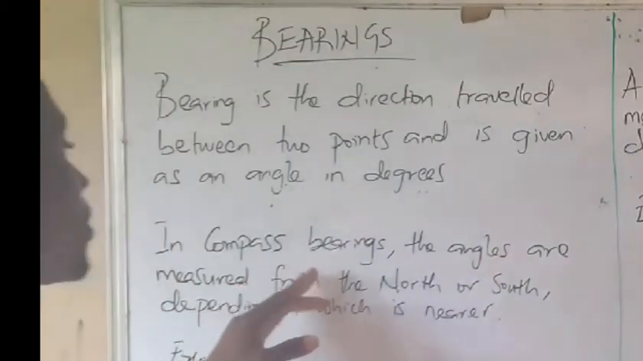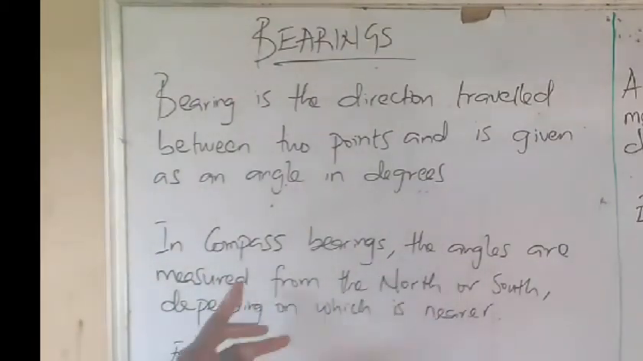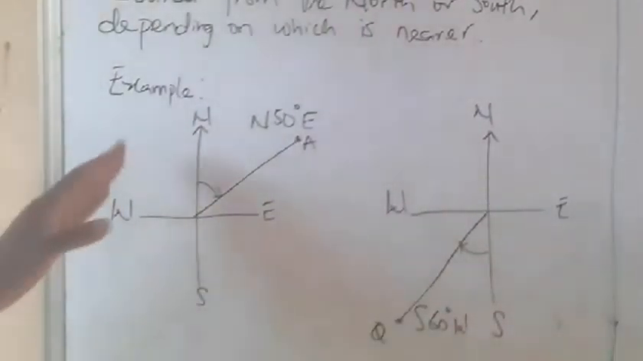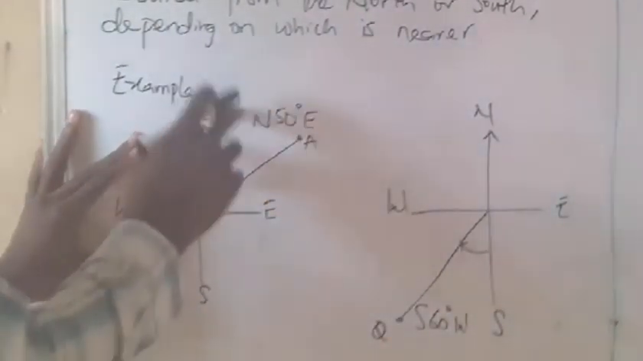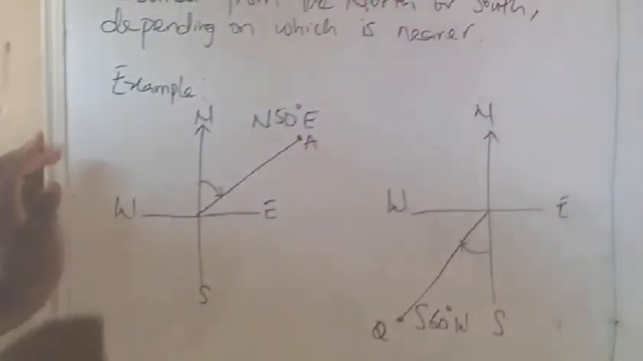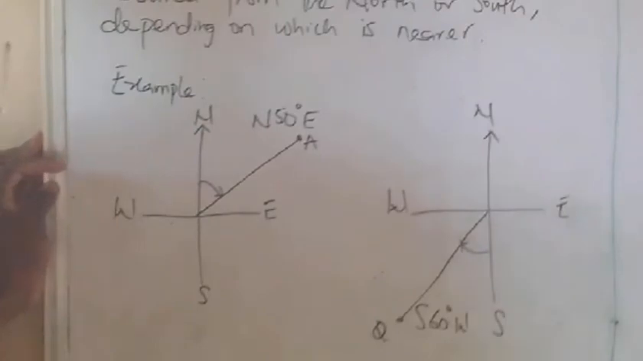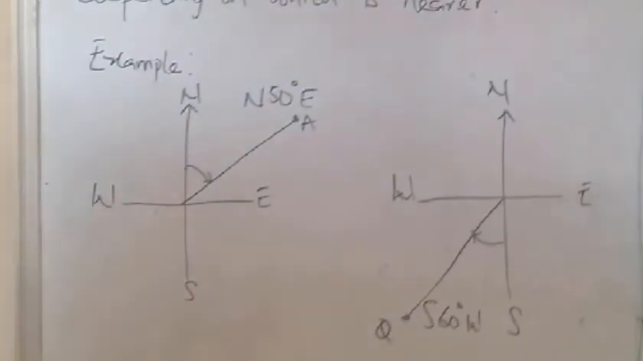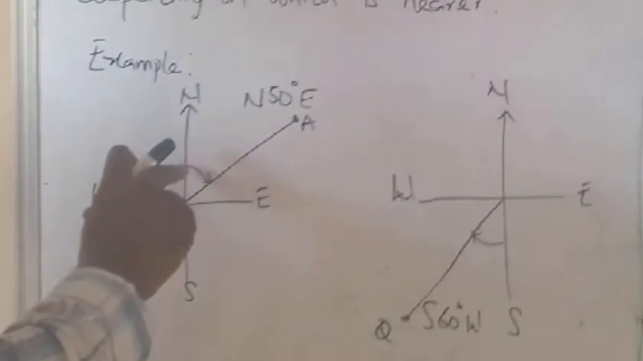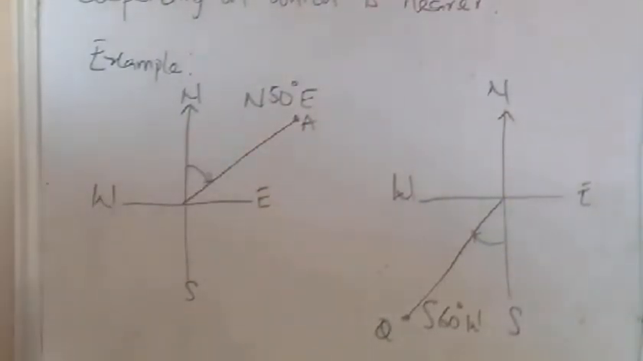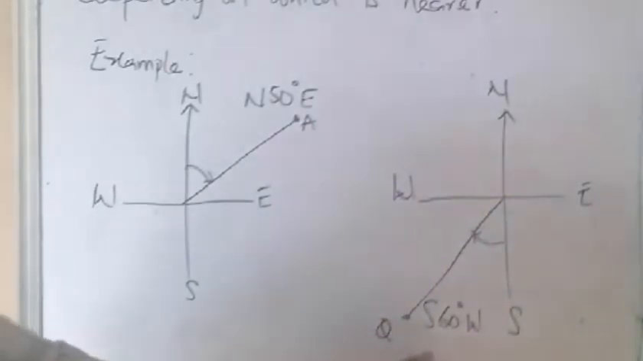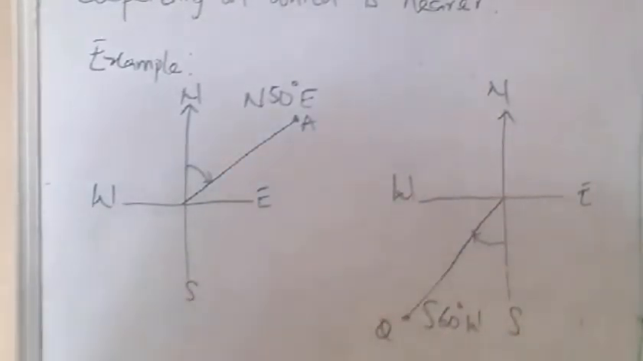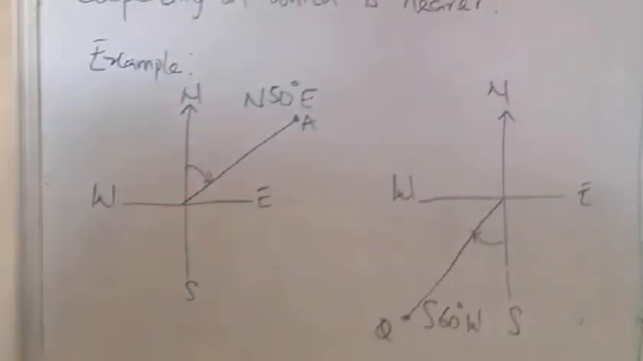For compass bearing, the angles are measured from the north or south, depending on which is nearer. For example, we have our four cardinal points, which are north, south, east, and west, where our starting point is always from the north. That's why this arrow here is on top of the north. An example of a compass bearing is north 50 degrees east, in which case 50 degrees is measured from here to this point. And we also have south 60 degrees west, starting from south and measuring 60 degrees to the west.